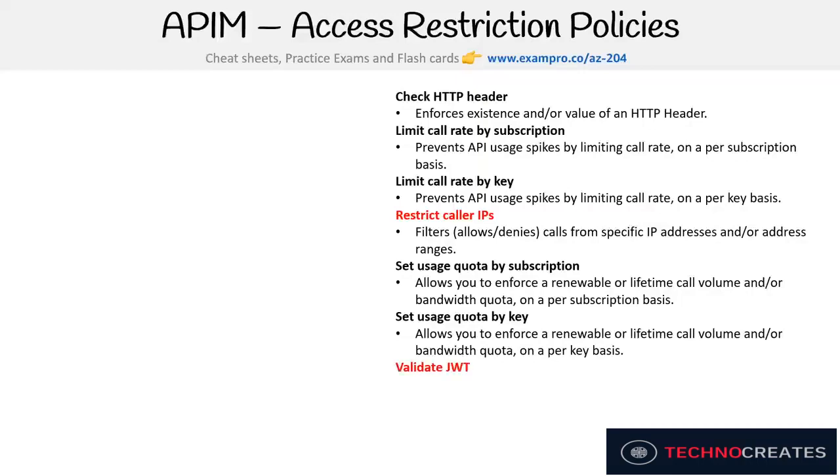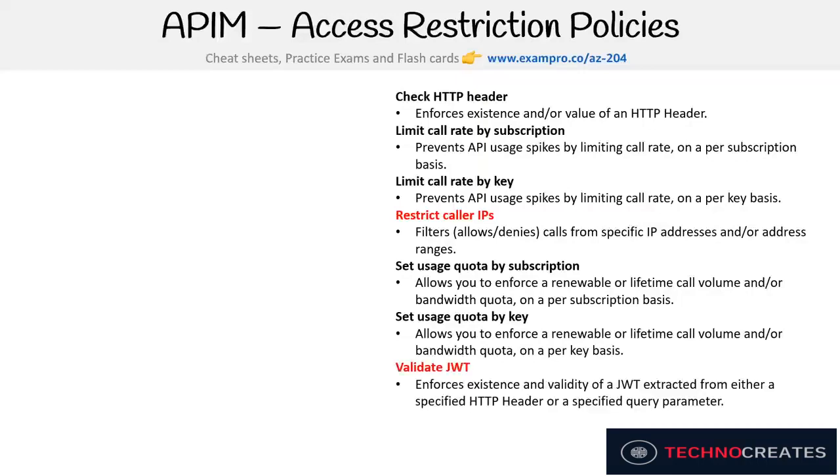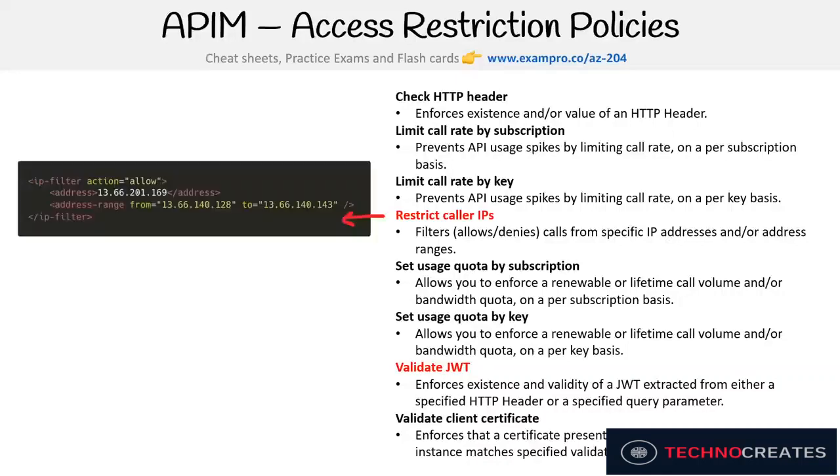Validate JWT, so it enforces existence and validity of a JWT, JSON Web Token, extracted from either a specified HTTP header or a specified query parameter. JWT is very common for authentication of client-side applications. Validate client certificate, so it enforces that a certificate presented by a client to an API management instance matches specified validation rules and claims. Let's take a look at that restricted caller IP.